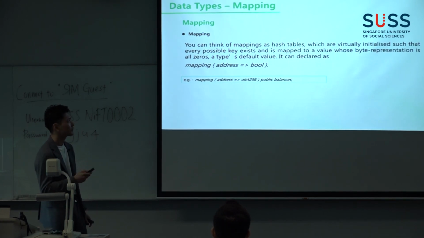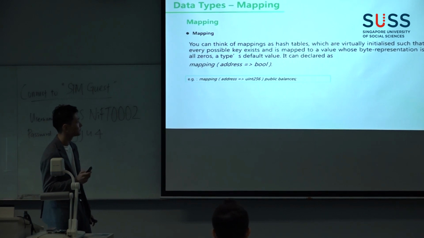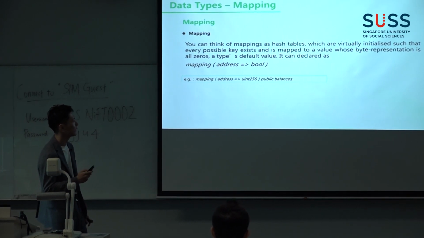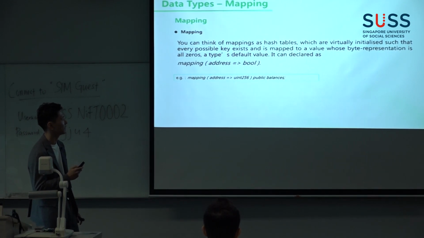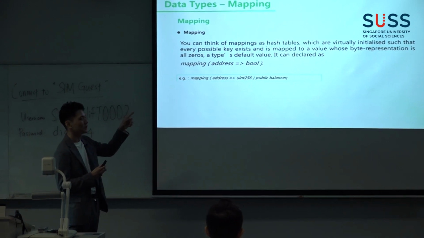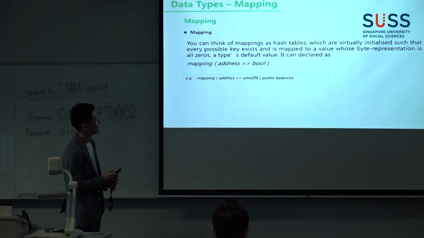Mappings are similar to hash tables in other languages, and they are virtually initialized, such that every possible key exists and is mapped to a value. In this example, the address is the key, and the Boolean is the value.